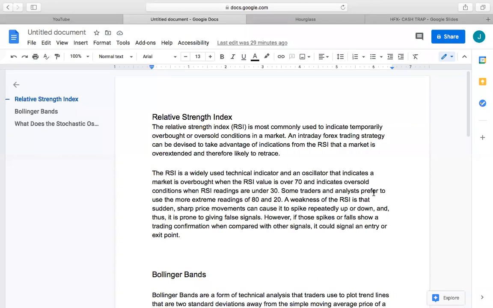This will not win you the trade. It will only give you a clue of what's happening in the market. So for those of you depending strictly on RSI, don't do that, all right?